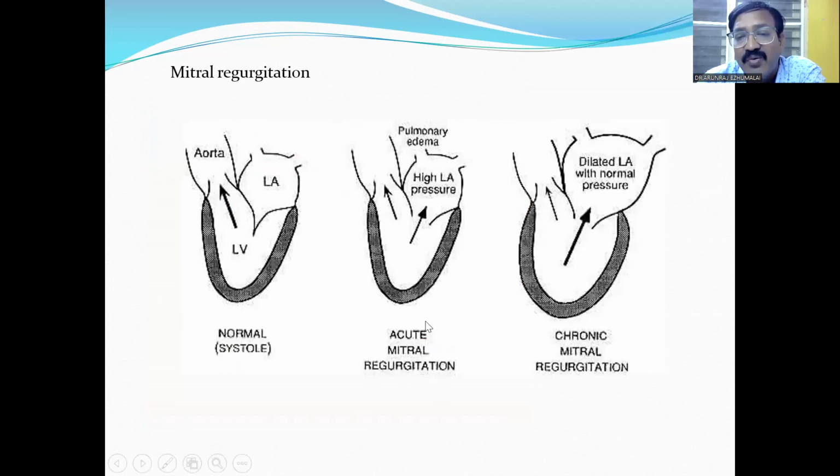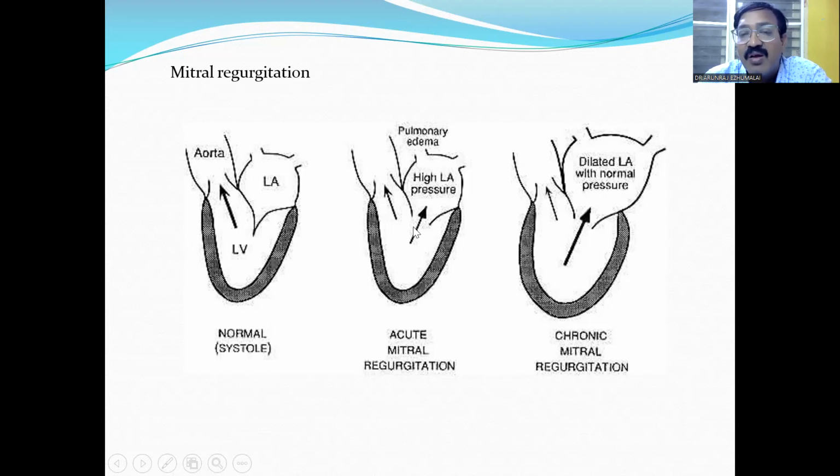That is acute MR. Now, in chronic MR, the left ventricle gets dilated as well as hypertrophied. The left atrium is also dilated, but the pressure won't be so high in the left atrium. The left atrium gets dilated and compensates for the extra blood volume. Since the left atrial pressure is not so high, the pulmonary venous pressure is not so elevated, and the patient doesn't have so many symptoms.